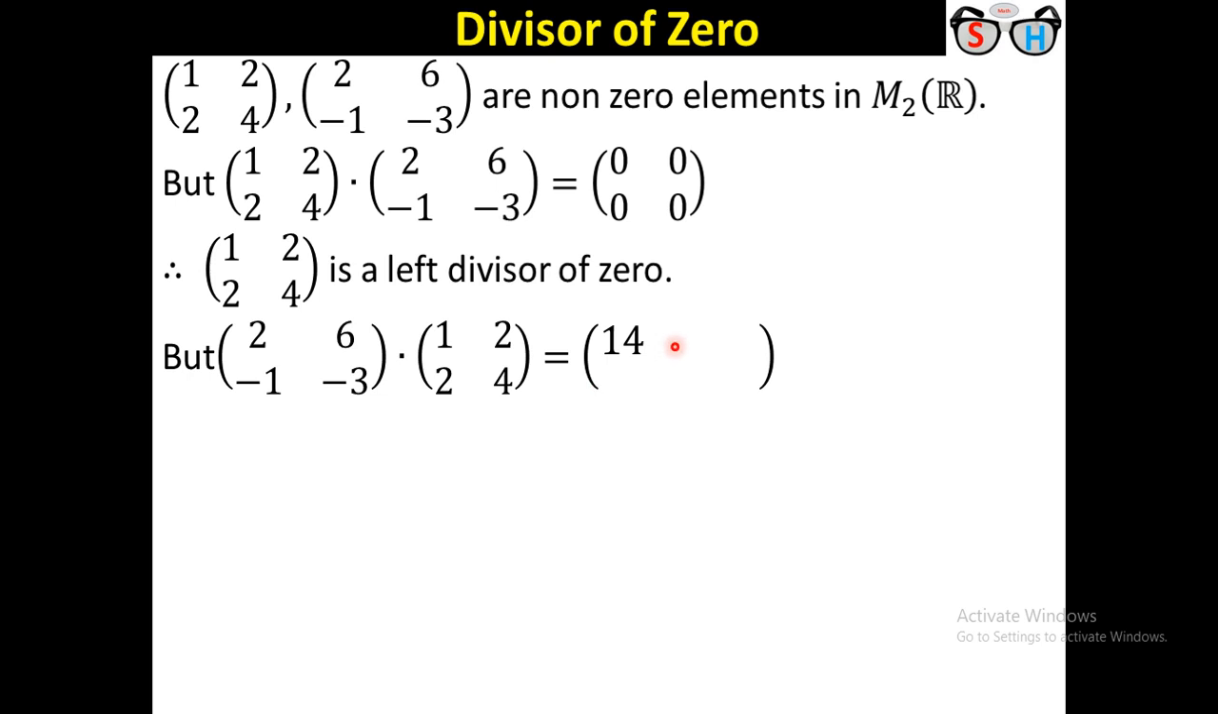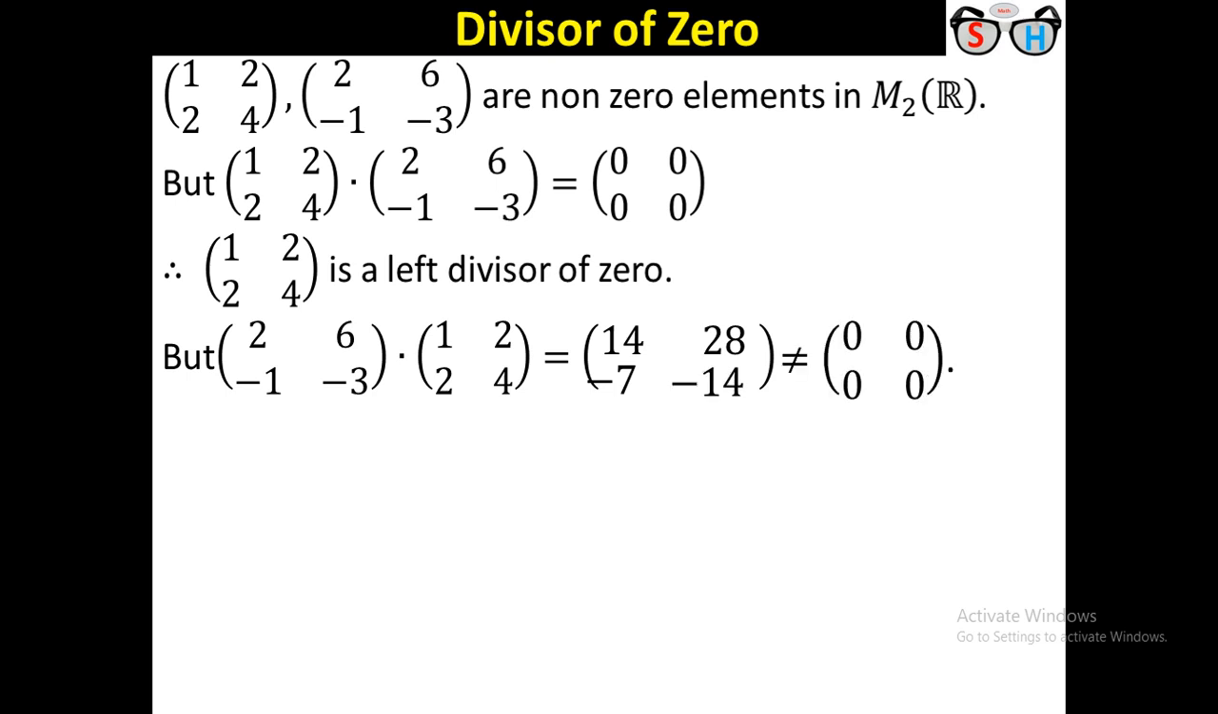If you do not calculate that portion, there is no problem, but here I calculate. The second element will be 2 into 2 means 4, and 6 into 4 means 24. 24 plus 4 means 28. In the third position, that is second row and first column, this element will be -1 into 1 means -1, and -3 into 2 means -6. Therefore -6 -1 means -7. And the element in second row and second column: -1 into 2 means -2, and -3 into 4 means -12. -12 -2 means -14. Clearly this is a non-zero element.